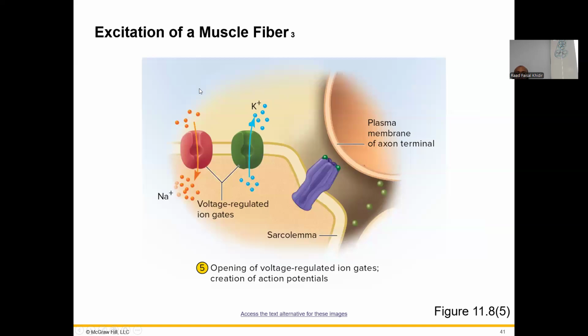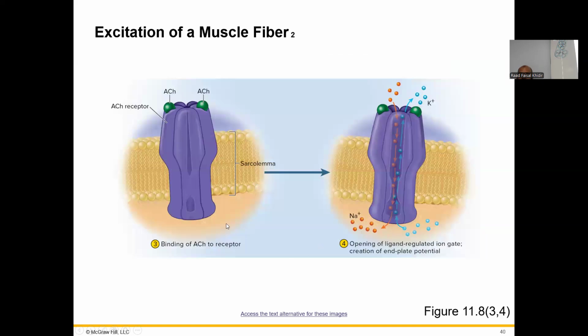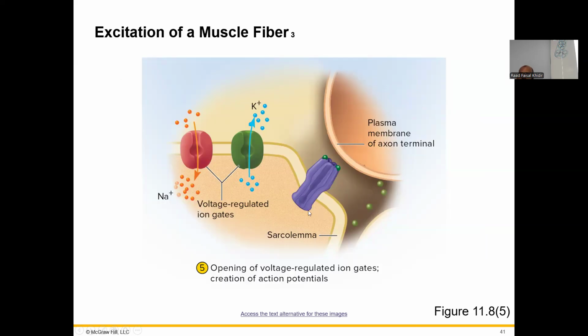You see, sodium is entering into the cell and potassium is leaving. So you see sodium entering, that's depolarization. Potassium exiting, that's repolarization. So the opening of the voltage regulated ion gates would create action potential. So you see, opening of ligand regulated ion gate creating an end plate potential. So you see, that's the plasma membrane of the axon terminal. You see the plasma membrane, you have acetylcholine binding to the receptor, leading to the opening of the sodium and potassium channels.